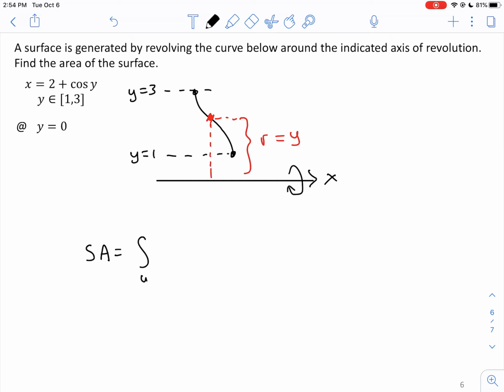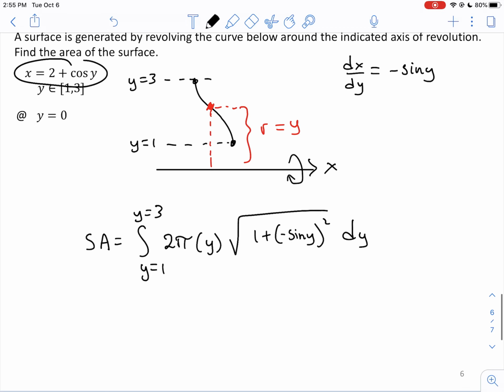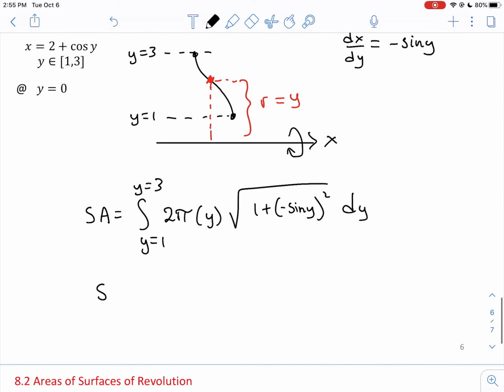Surface area will be an integral from y equals 1 to y equals 3, 2 pi times the radius of revolution, which is just y in this case. We are going to have to know what dx/dy is now, because the formula is square root of 1 plus dx/dy, squared, and then dy. So I've got to figure out what to put inside these parentheses. We take a look at this expression and do the derivative of x with respect to y. The 2 will go away, and the derivative of cosine of y is negative sine of y. And this is one where it would be extremely difficult to do by hand. I would instantly go for a calculator and plug it in, and we get 31.26 square units.